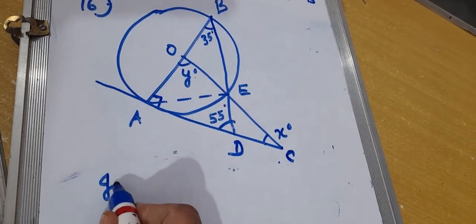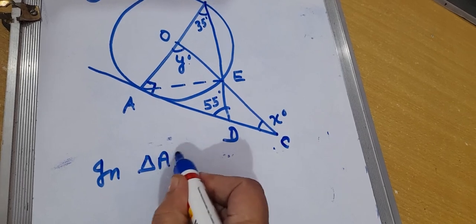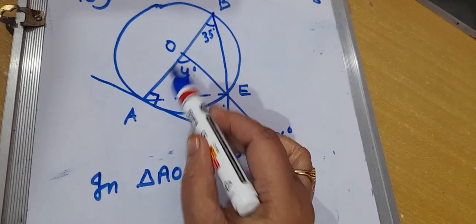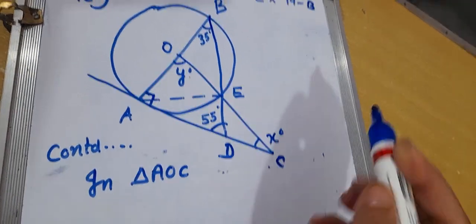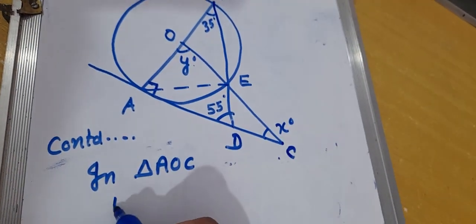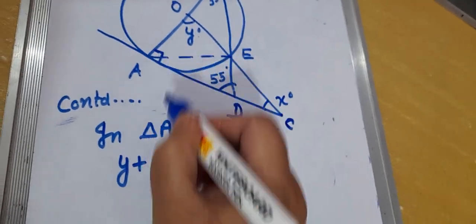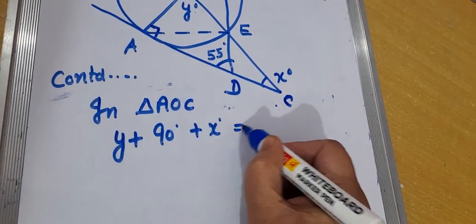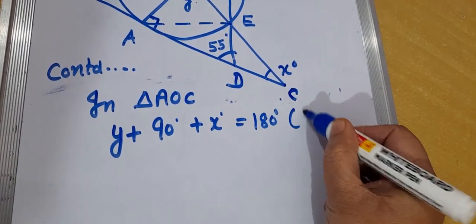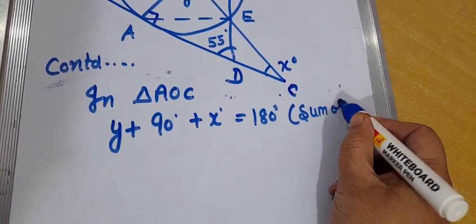In triangle AOC, Y plus 90 degree plus X degree equals 180 degree, the sum of angles of a triangle.